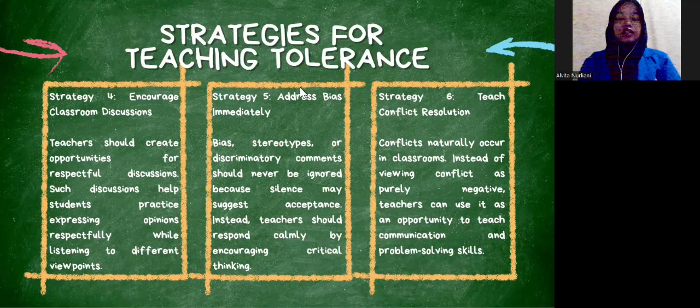Strategy number four is to encourage classroom discussions. Teachers should create opportunities for these discussions because they help students practice expressing their opinions respectfully while listening to different viewpoints. Strategy number five is to address bias immediately. Bias, stereotypes, or discriminatory comments should never be ignored because silence may suggest acceptance. Instead, teachers should respond calmly by encouraging critical thinking.